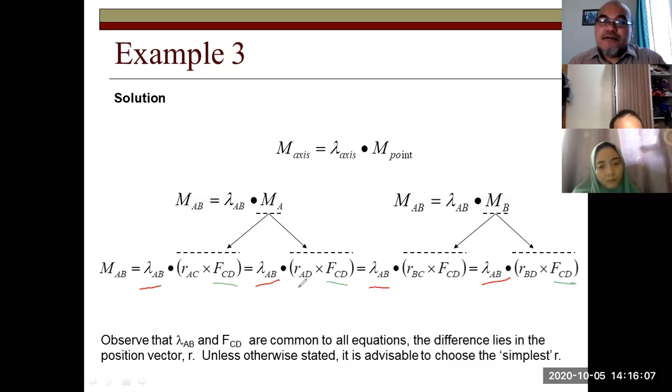If you are asked to calculate such a problem, then choose the simplest R, which usually does not have too many components or too complicated components. Okay, let's continue.